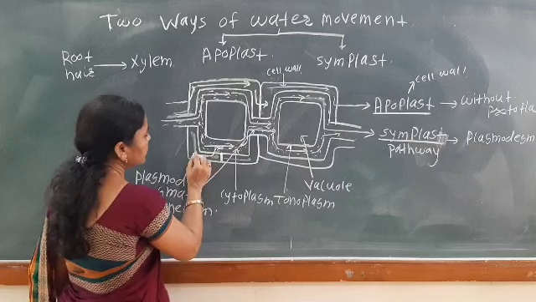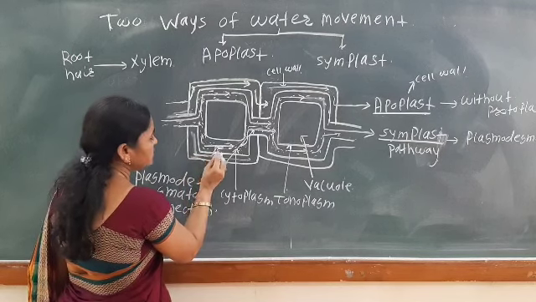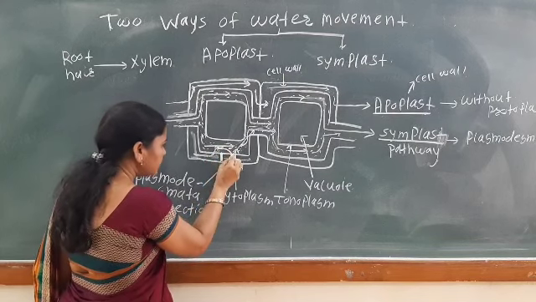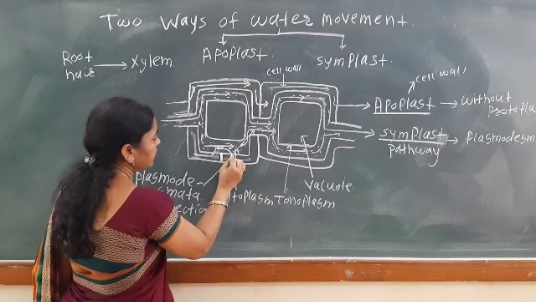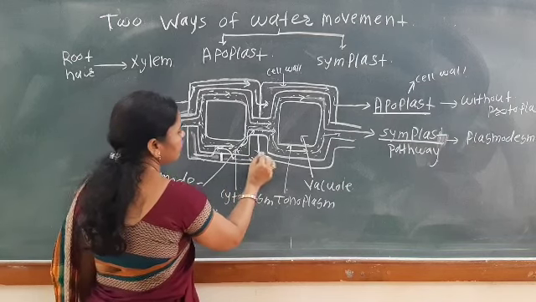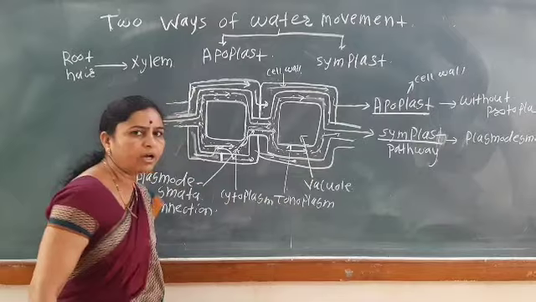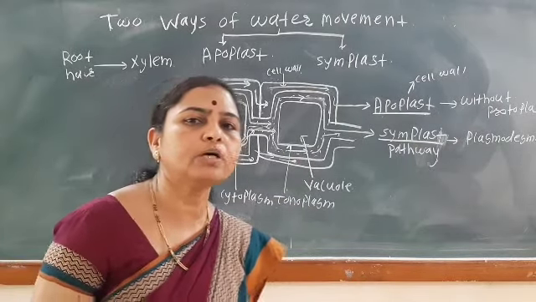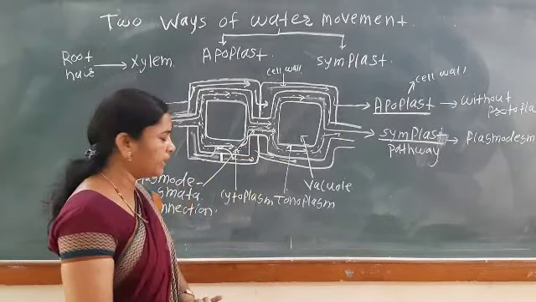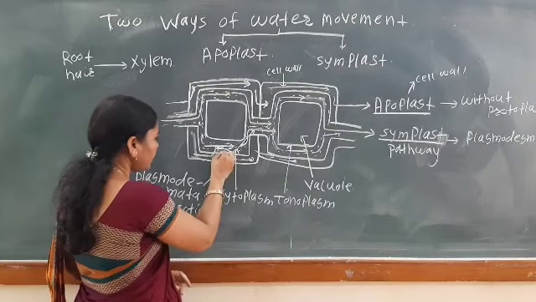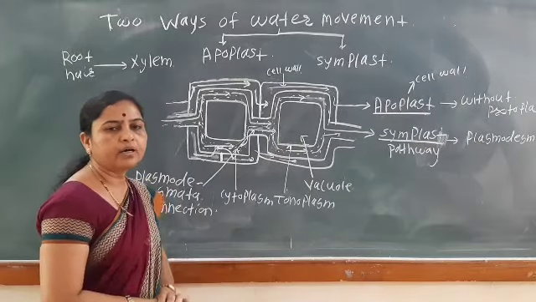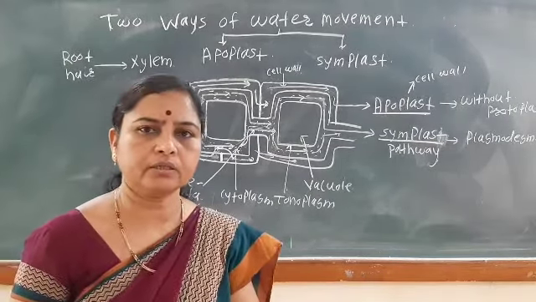In some cases, what happens is that the water which enters into the symplast, then again there may be the possibility that it enters into the cell wall and then again moves by the apoplast movement, that is, through the cell wall. So here there may be the possibility if there is any formation of the wall, that is the radial wall, in the cell wall of the cell.